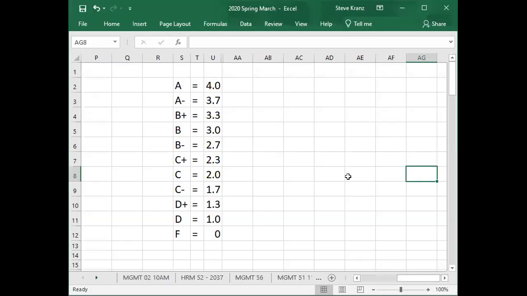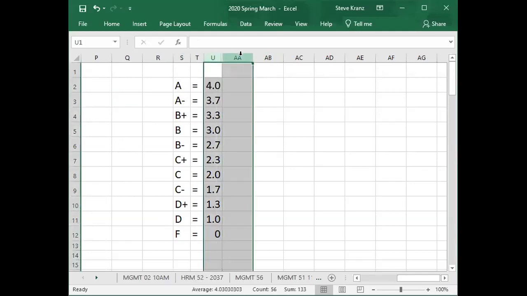In our system, an A is worth a 4, so you'll see an A as a 4.0. An A minus is 3.7, a B plus is 3.3, and so on, all the way down to an F being equal to 0.